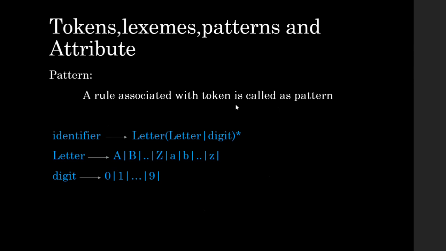Now, what is meant by a pattern? The rule associated with forming a token is called a pattern. For example, when you form an identifier, normally an identifier begins with a letter followed by letters or digits any number of times. Now, we have to define what is meant by a letter. Any alphabetic character, either capital A to Z or small a to z, is called a letter. And digits are normally the collection from 0 to 9. All these are called digits.